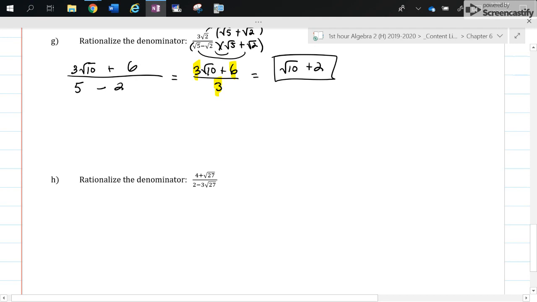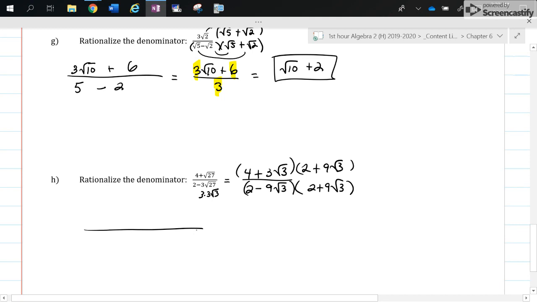We have in our denominator, I see the square root of 27, and I know I can simplify the square root of 27. So I'm going to rewrite 4 plus the square root of 27 as 4 plus 3 times the square root of 3. And then I'm going to rewrite 2 minus 3 root 27 by writing 2 minus, let's see, that would be 3 times 3. So that'd be 9 times the square root of 3. 3 times 3 times 3 times the square root of 3. So now we're going to multiply the denominator by the conjugate of 2 minus 9 times the square root of 3, which is 2 plus 9 times the square root of 3.